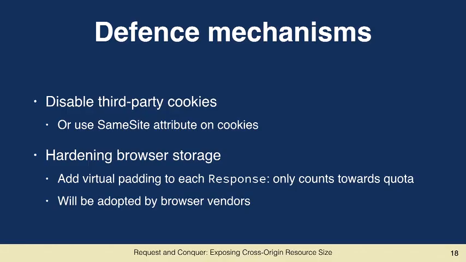Of course, we also looked at ways to defend against these attacks. One ideal solution would be to disable third-party cookies, because if these third-party cookies are not there, then the request sent by the victim will not contain any authentication. So the response will be unrelated to the identity of the victim.